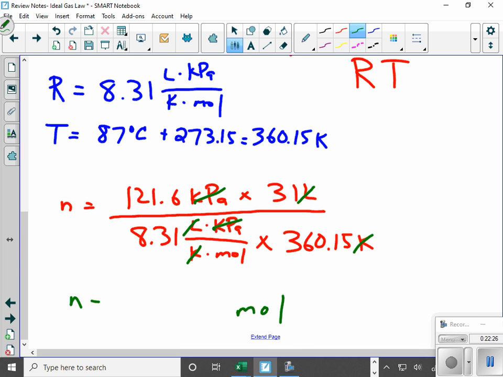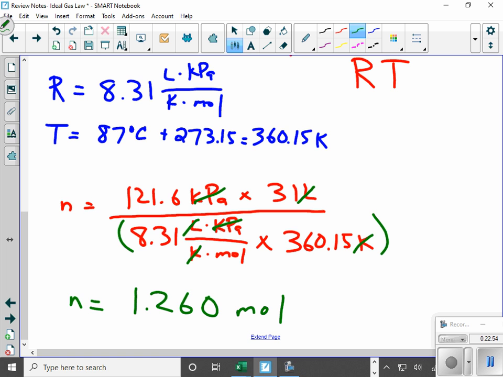So my n is going to be equal, I'm going to multiply 121.6 times 31 and divide. I can put this in my calculator in parentheses and I will divide that out to make sure my order of operations is good. And I came up with a value of 1.260 moles.